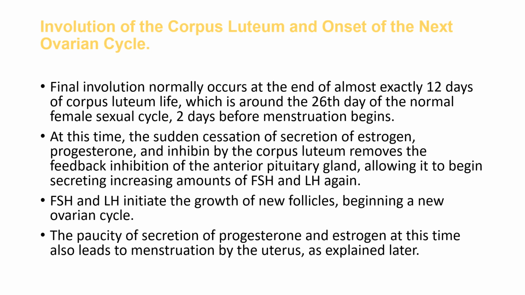Final involution normally occurs at the end of almost exactly 12 days of corpus luteum life, which is around the 26th day of the normal female sexual cycle, 2 days before menstruation begins. At this time, the sudden cessation of secretion of estrogen, progesterone, and inhibin by the corpus luteum removes the feedback inhibition of the anterior pituitary gland, allowing it to begin secreting increasing amounts of FSH and LH again. FSH and LH initiate the growth of new follicles, beginning a new ovarian cycle. The paucity of secretion of progesterone and estrogen at this time also leads to menstruation by the uterus, as explained later.